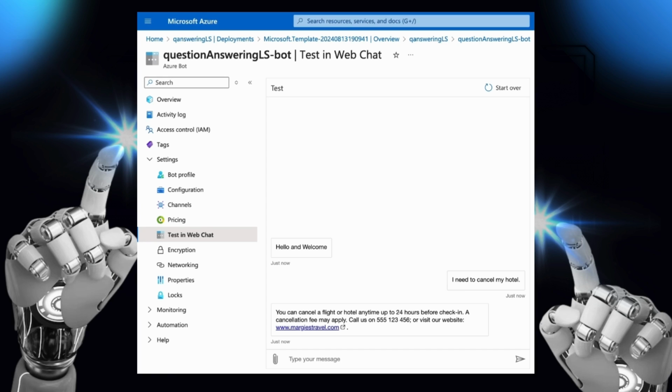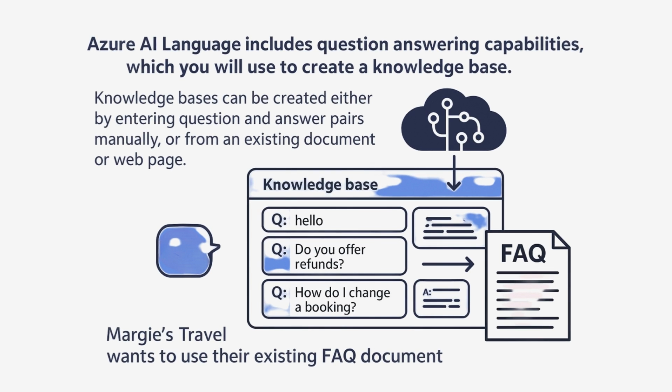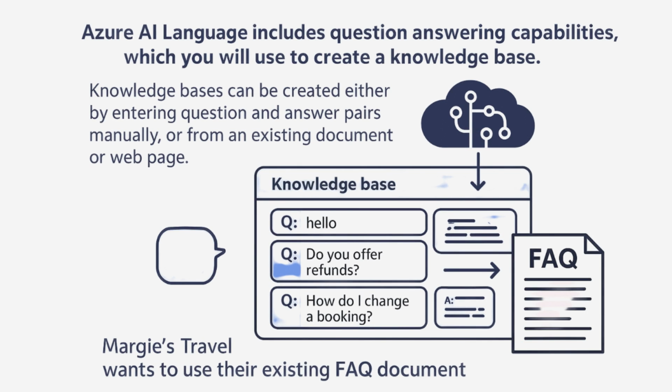Let's build a $2,000 chatbot. When implementing a bot, the first step is to create a knowledge base of question and answer pairs. This is used together with built-in natural language processing capabilities so that the bot can interpret questions and find the most appropriate answer for the user.